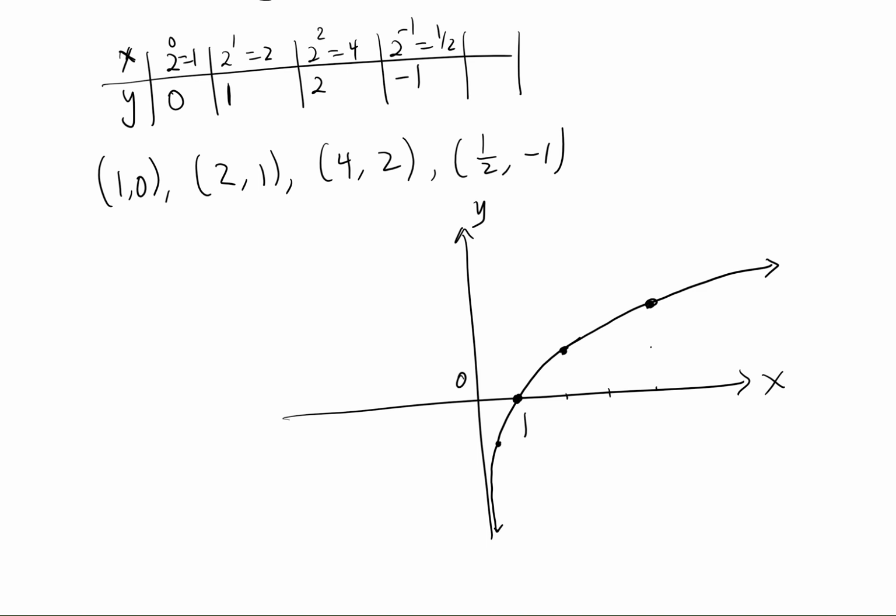So it's going up. Domain here is x bigger than 0. And range is all real numbers.